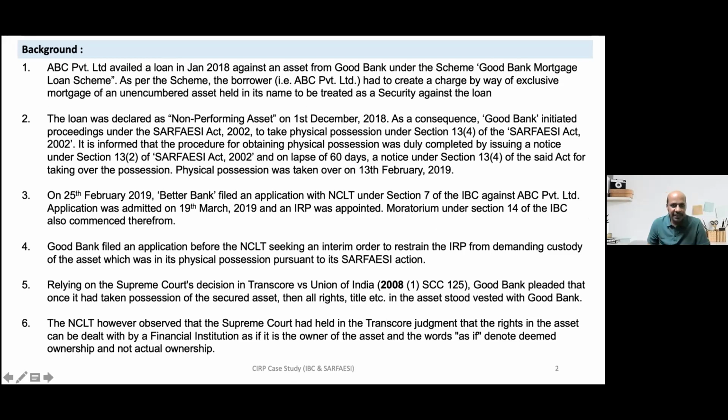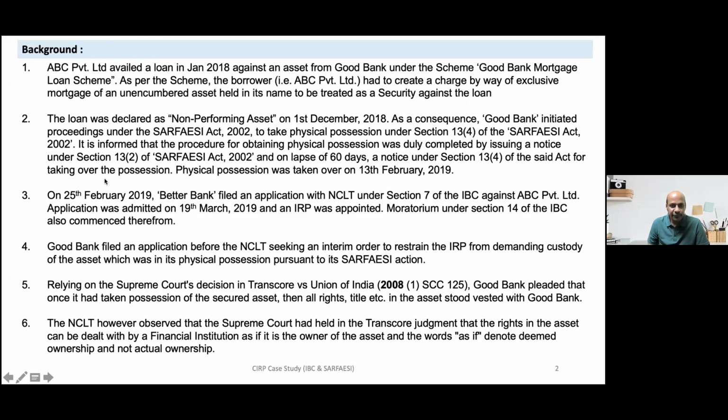ABC Private Limited availed a loan in Jan 2018 against an asset from Good Bank under the Good Bank Mortgage Loan Scheme. As per the scheme, the borrower, ABC Limited, had to create a charge by way of exclusive mortgage of an unencumbered asset held in its name, to be treated as security against the loan. The loan was declared as NPA on 1st December 2018. As a consequence, Good Bank initiated proceedings under the SARFAESI Act to take physical possession under Section 13, subsection 4.